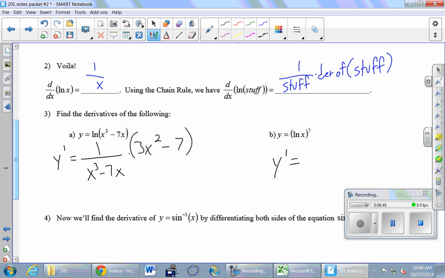And if I have stuff to the 7th, that's my power rule. So what do we bring down? 7 times, and we copy the stuff. And the new power is 6. And that would be the answer if the original had just been x to the 7th. It would just be 7x to the 6th. But in this case, you again have to pay for it times the derivative of the stuff in the parentheses, which is 1 over x. That's it.